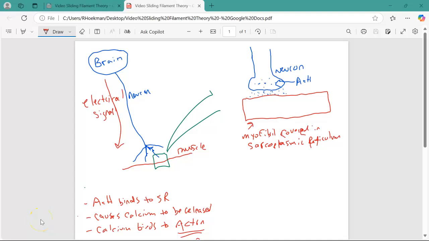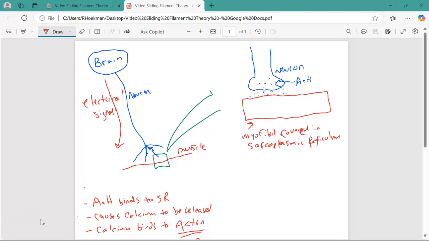Okay, we're going to talk about the sliding filament theory. So behind this theory is we're thinking about how this happened. First off, let's say you want to move your hand or your arm or whatever. You want to move a muscle. So you are going to send an electrical signal from your brain, and it's going to head to whatever muscle you're wanting to move.